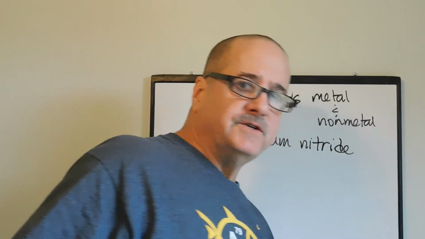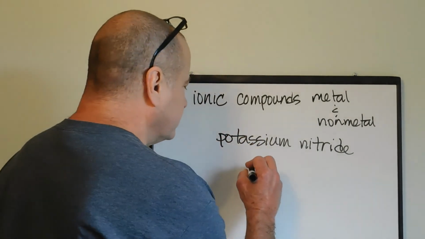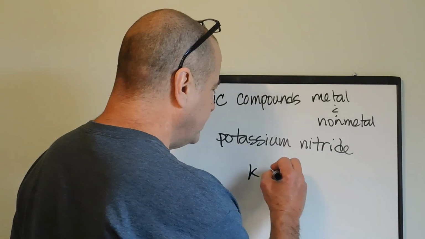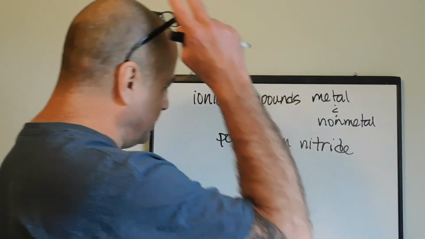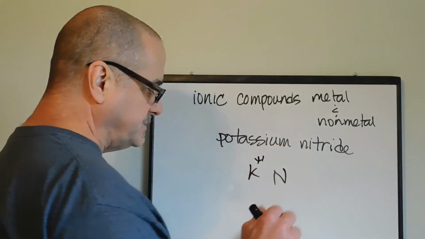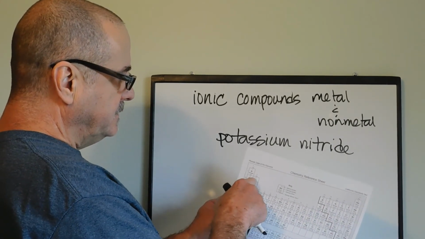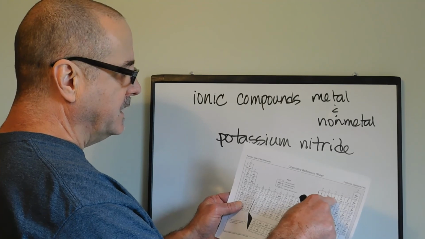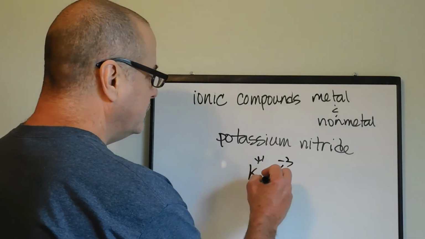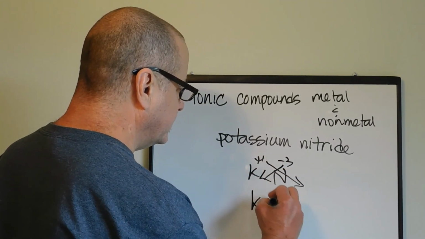We're starting with potassium nitride. Okay, when you've got this, you write down potassium, which is K. Nitride is nitrogen. You get your periodic table. Potassium's here in group 1, so it's going to have a +1 charge. Nitrogen is here, remember 1, 2, 3, 4, -4, -3. So nitrogen's got a -3 charge. Cross them over, it becomes K3N.